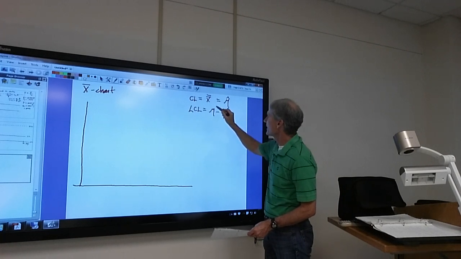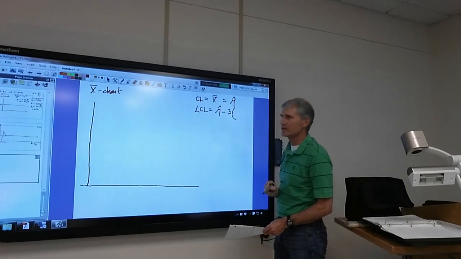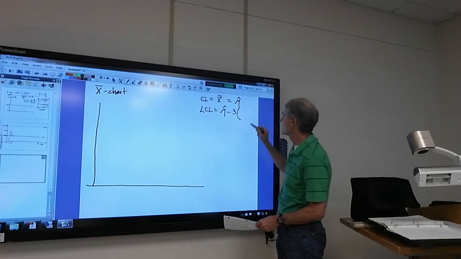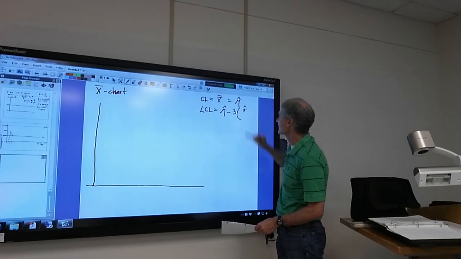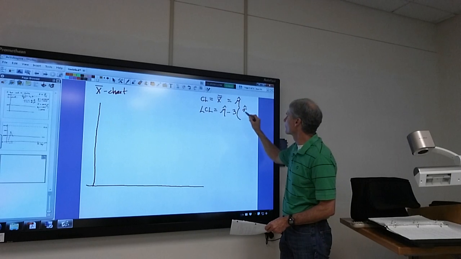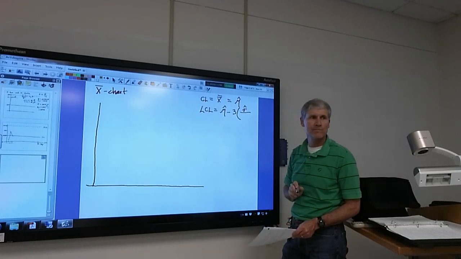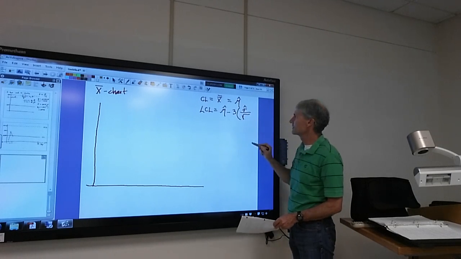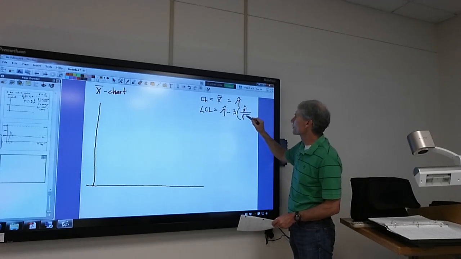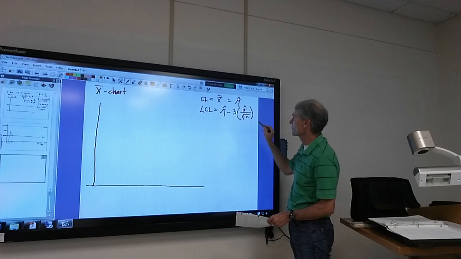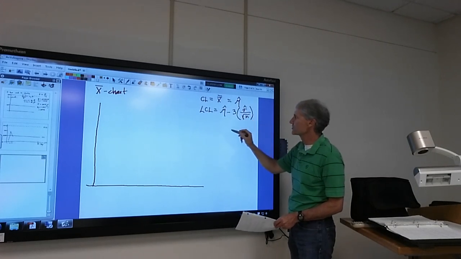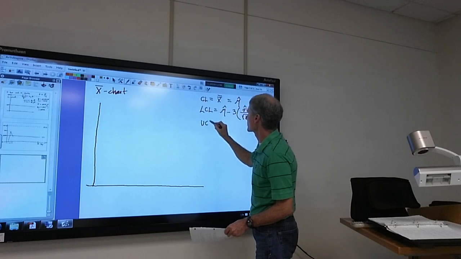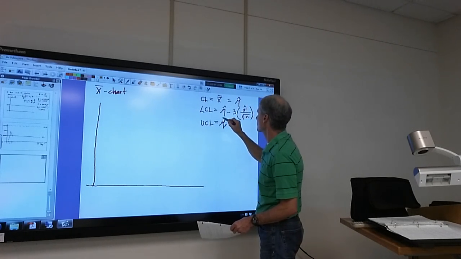sigma. Now, I don't know what mu is, so I have to estimate it. And I don't know what sigma is, so I have to estimate it, right? So sigma hat over square root of n. And what's our n? 2. So I'm going to go ahead and write the n, just so it's the whole formula. But we'll substitute in the numbers as we get them computed. So then the upper control limit is the same thing, but with the plus sign.